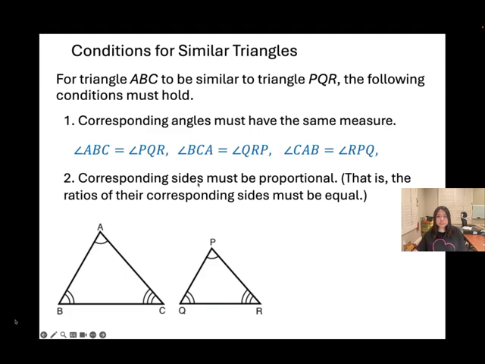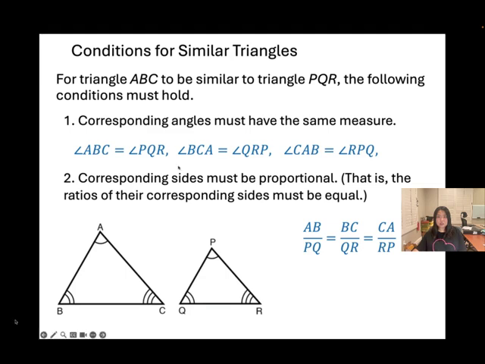And corresponding sides must be proportional. That is, the ratio of the corresponding sides must be equal. So we state AB over PQ is equal to BC over QR, and that is equal to CA over RP. You compare the same lines here, and you would find the proportion.